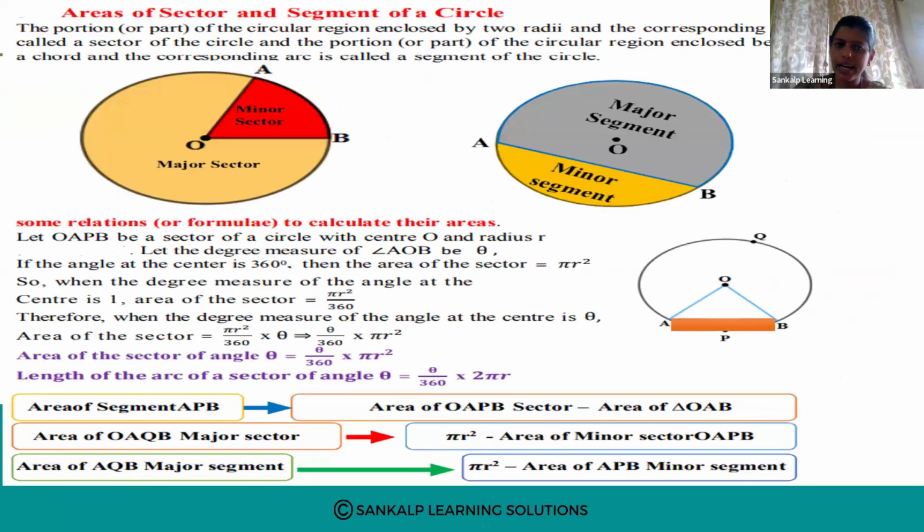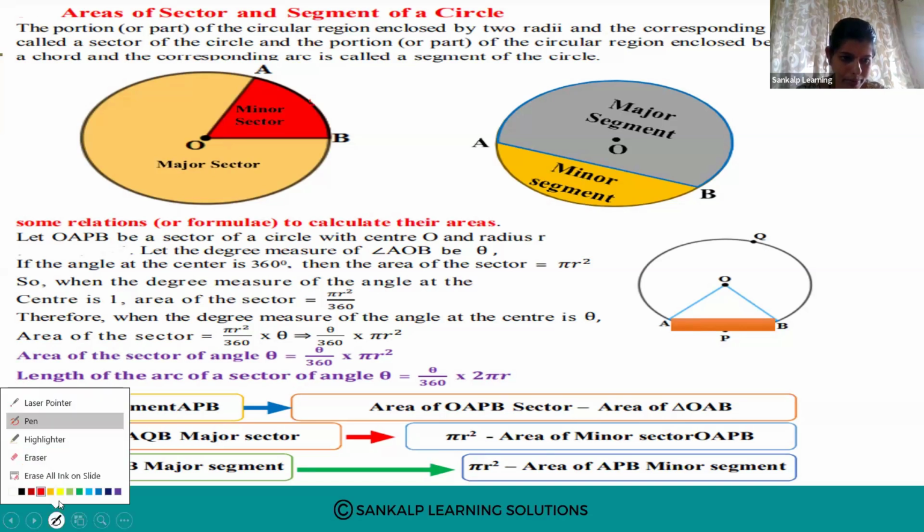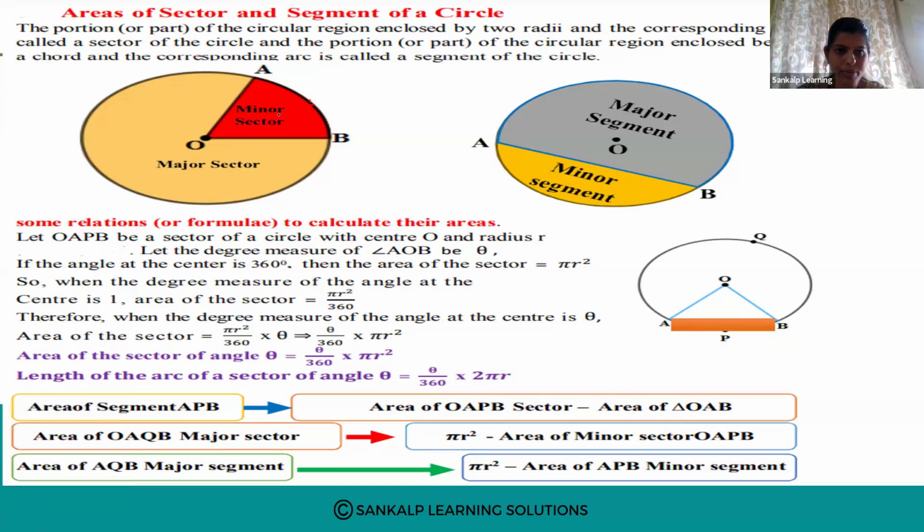see here, sector and sector is there. So there are two types of sectors. One is minor sector and another one is major sector, right? So minor sector and major sector. So this is minor. I will change the color. Yes, this is minor sector. This is major sector. So if the area of the sector is small, then it is minor sector. If the area of the sector is large, then it is major sector.